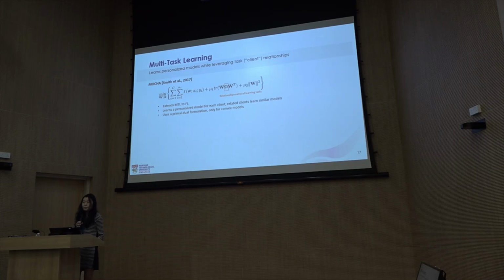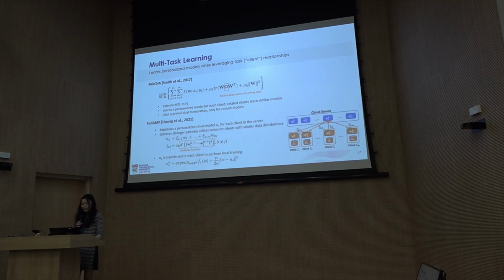And since then, there are several multitask learning frameworks for federated learning. So for example, we have FedAMP. What it does is that it constructs the personalized cloud model for each client on the server, which is a linear combination of the other client models. And the idea for this is that it tries to enforce a stronger pairwise collaboration for clients with similar data distributions, such that related clients will learn similar models.